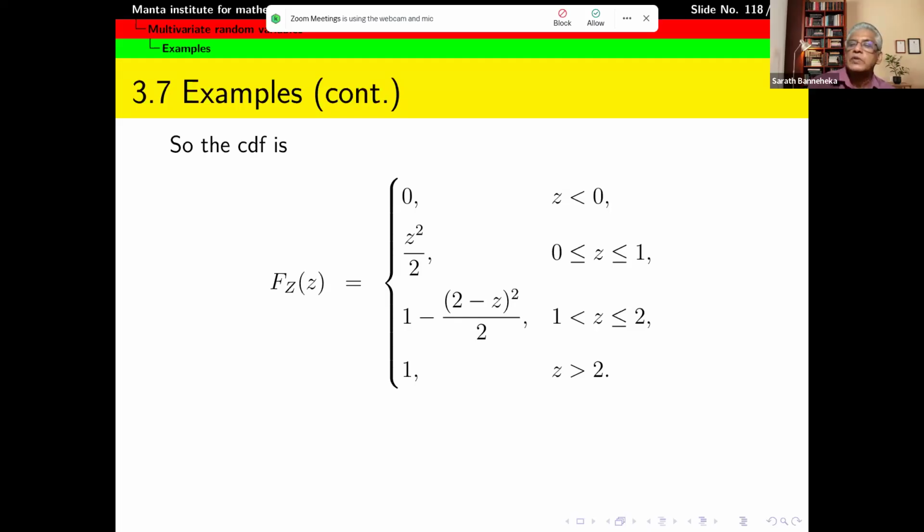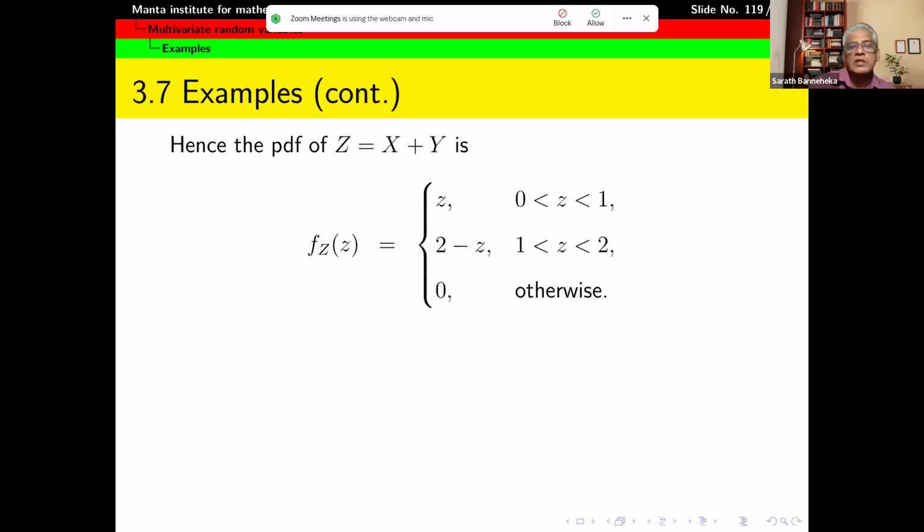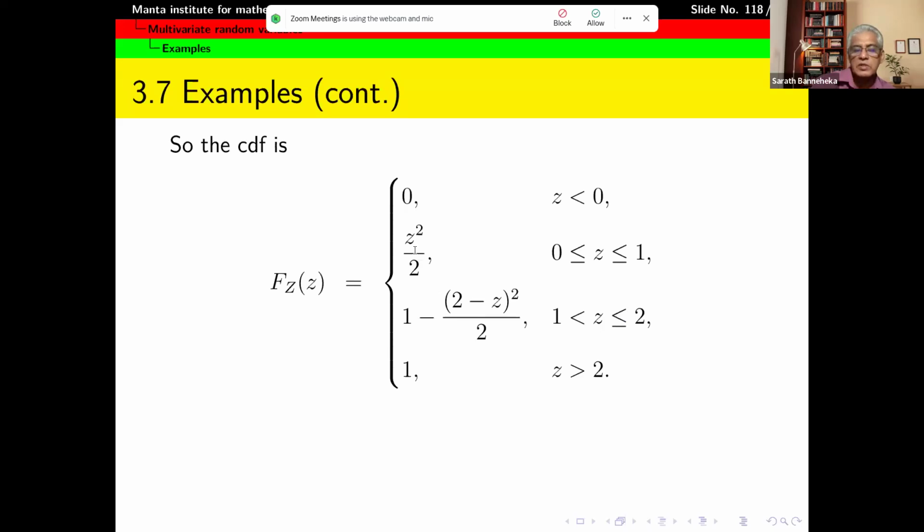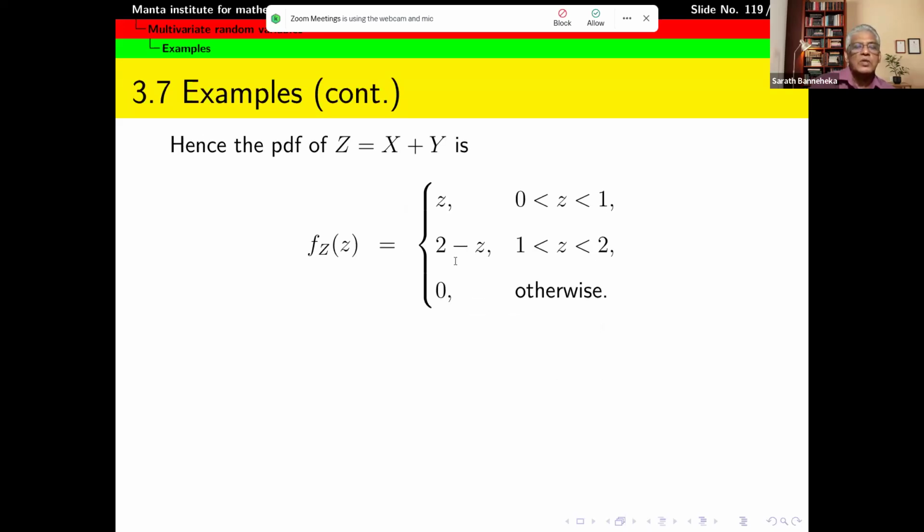So in order to get the density function, we have to differentiate this with respect to z. Then we get this expression here, right? When you differentiate this, it becomes z, and from the other one we get this. So that is how you apply the convolution formula to get the density function of the sum of two independent uniform 0, 1 random variables.